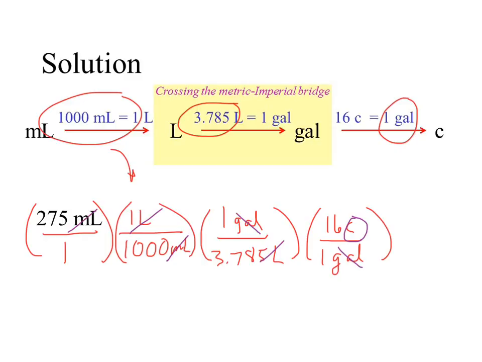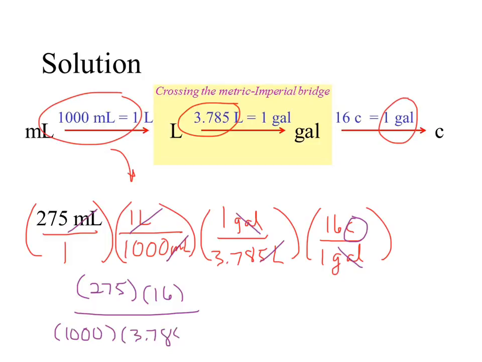Okay. So in your calculator then, it looks like 275 times 16 divided by, in the bottom, 1,000 times 3.785. I'm not going to do that times 1. So, somebody brave, tell me what your calculator displays.